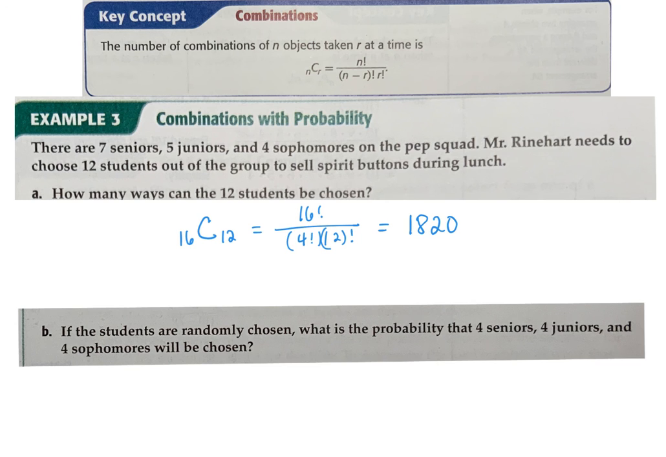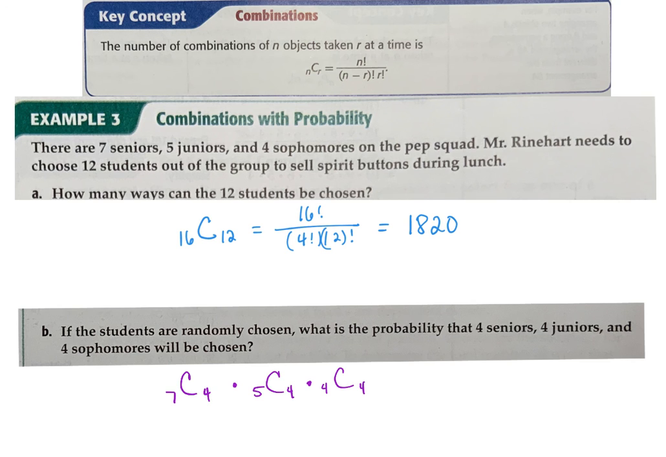I want 4 seniors. How many different ways then can I choose 4 seniors? Well, I look at my total pool of seniors. How many seniors do I have? I have 7. So this one is going to be a combination of 7 things, and I want 4 of them. I am going to multiply that by my next option. I want 4 juniors. How many juniors do I have? I have 5, so I want 5 things taken 4 at a time. All right, and then I also want 4 sophomores. How many sophomores do I have? I have 4. All right.